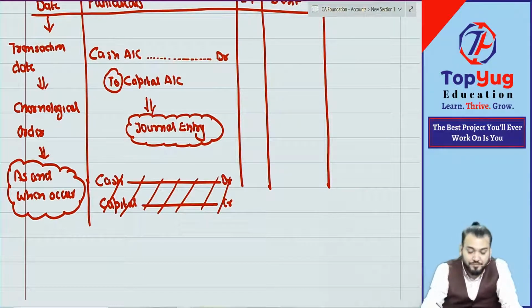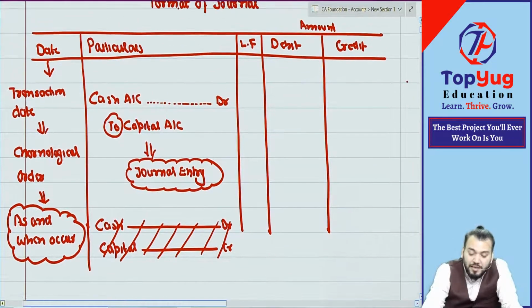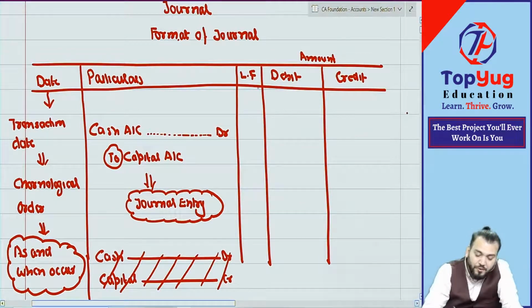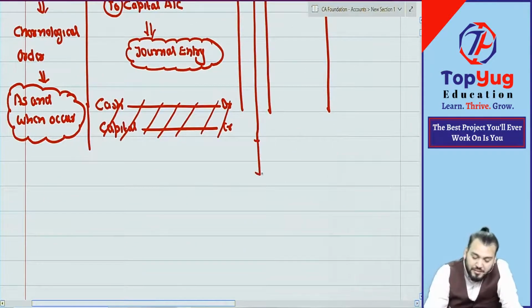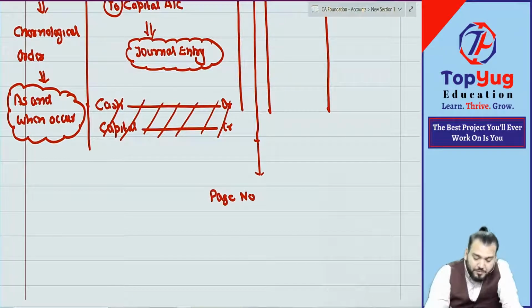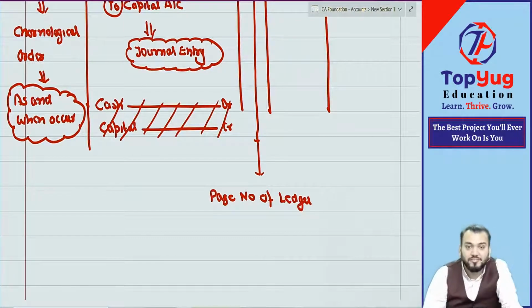Got it? Now, what is the meaning of ledger folio? Tell me. Ledger folio means what? It means this is the page number. Page number of what? Page number of which book? Ledger book. Page number of ledger. So we will give a reference of the page number of the ledger where such transaction will be posted.